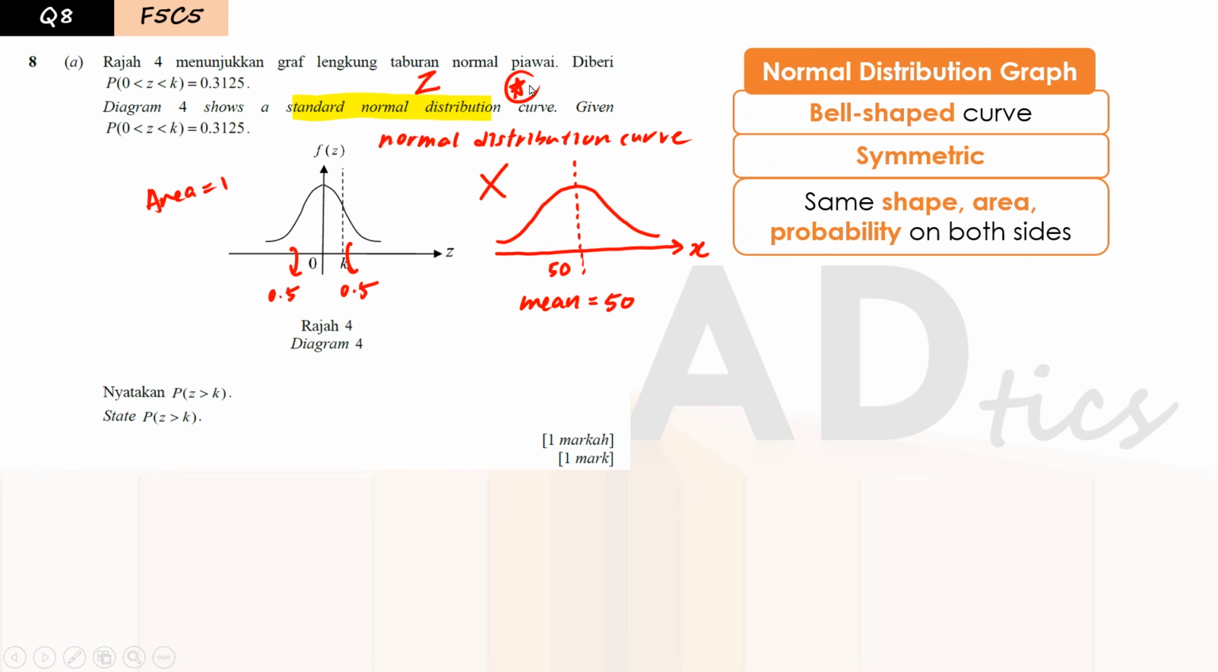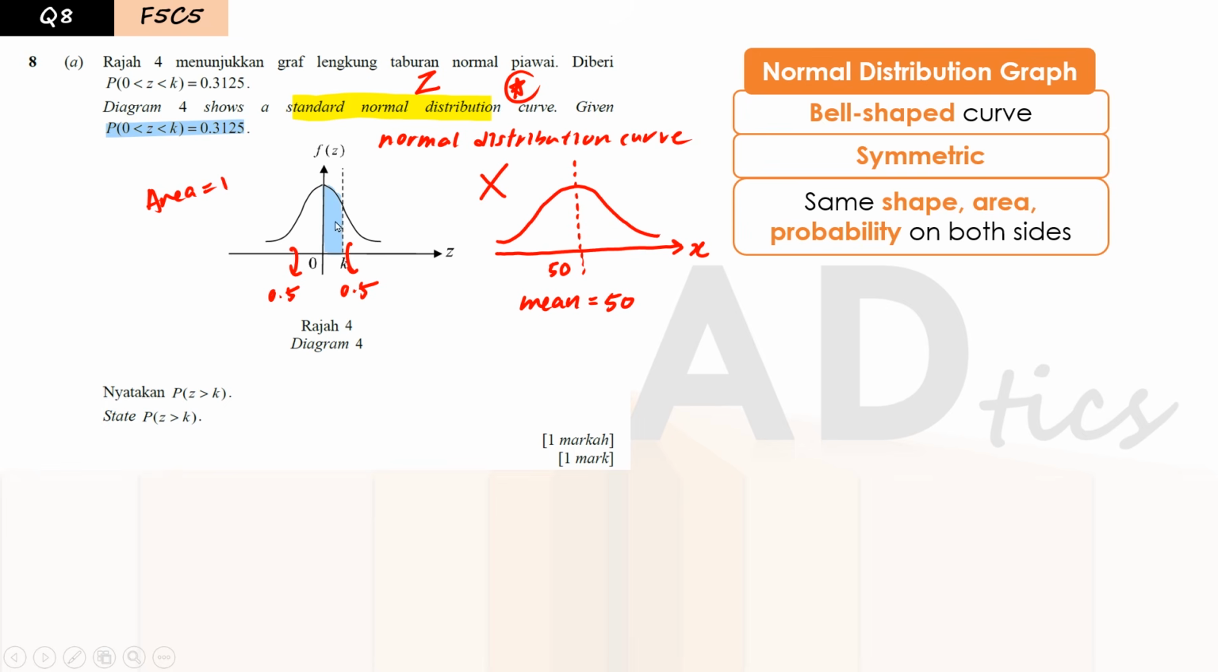Okay, so let's go back to the question here. We have a standard normal distribution curve and we are given this probability, where the small z is between 0 and k, and it's 0.3125. Let us match this probability to the diagram. Where z is between 0 and k is this part here.